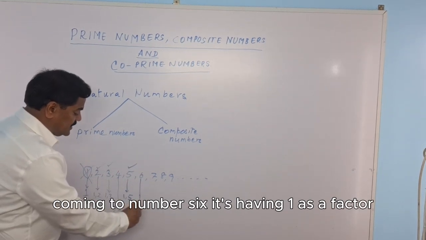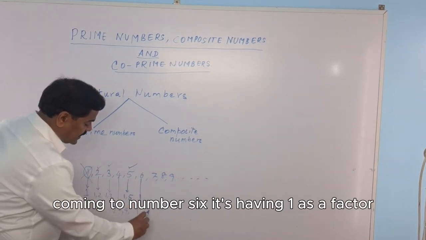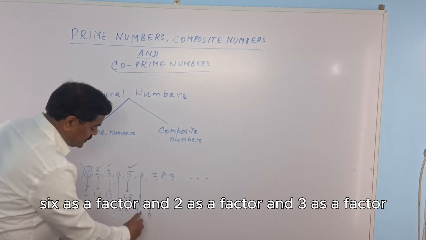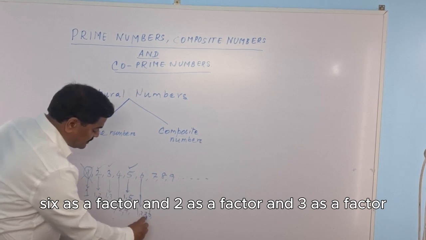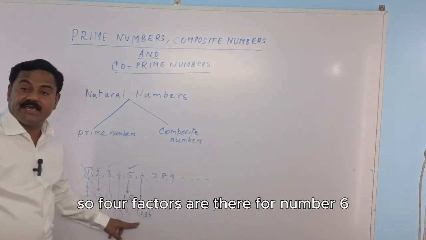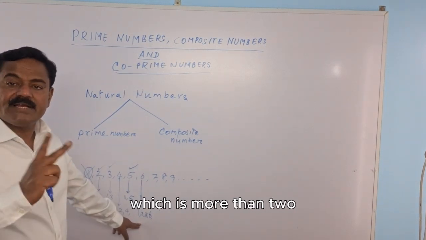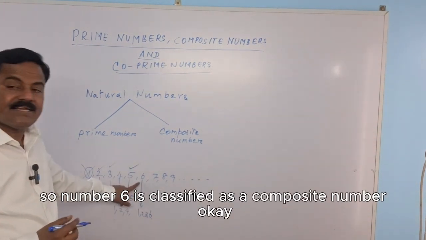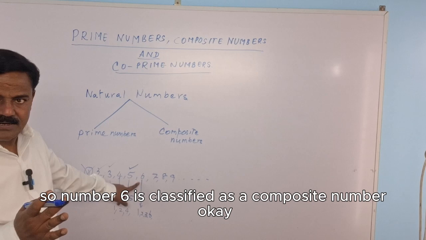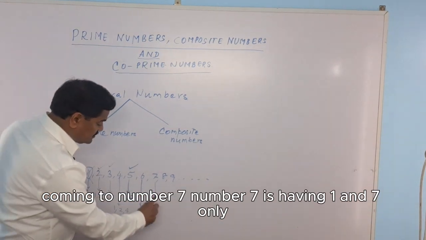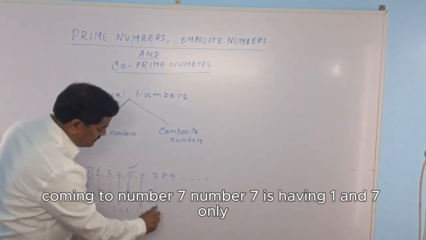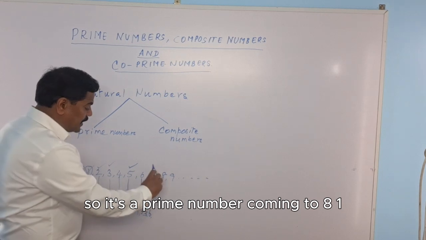Coming to number 6. It has 1 as a factor, 6 as a factor, 2 as a factor, and 3 as a factor. So 4 factors are there for number 6, which is more than 2. So number 6 is classified as a composite number. Coming to number 7. Number 7 has 1 and 7 only, so it's a prime number.